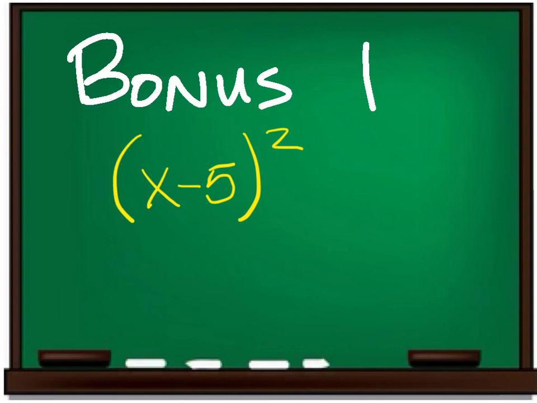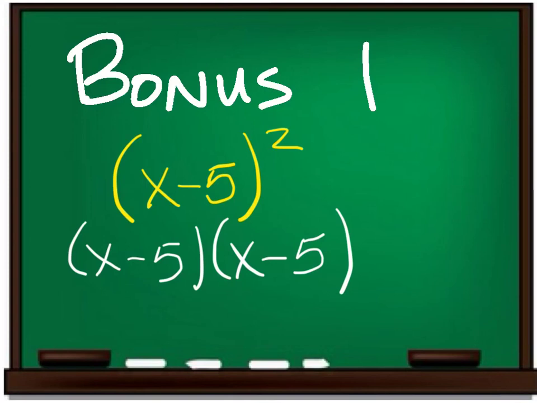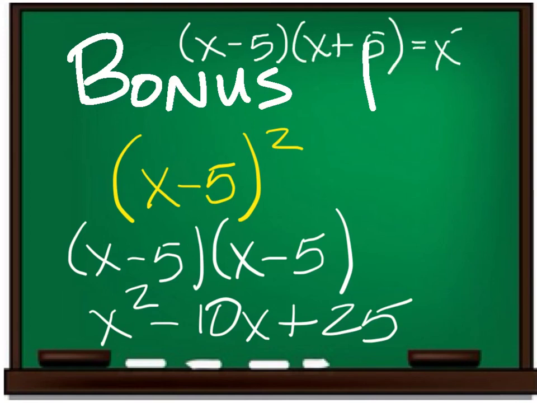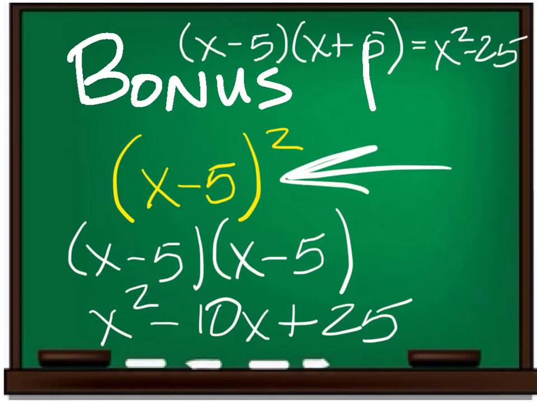On this bonus, it is not a difference of two squares. It is x minus 5 times x minus 5. That's x squared minus 10x plus 25. Most of you turned in what would have been x minus 5, x plus 5. That's a difference of two squares, which is x squared minus 25. This is not a difference of two squares.